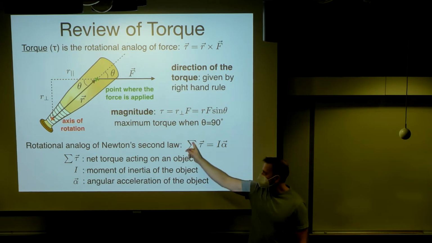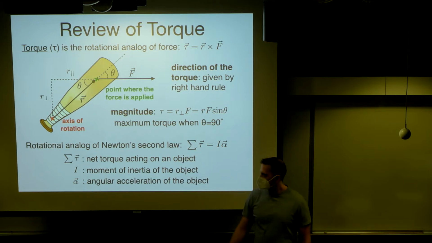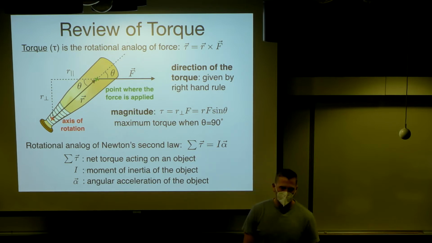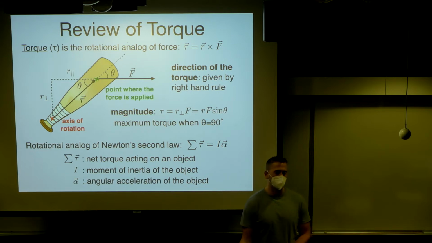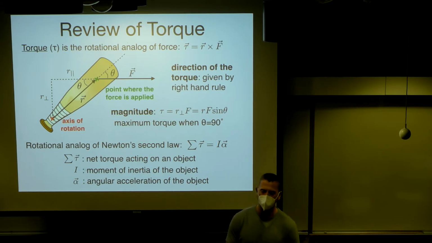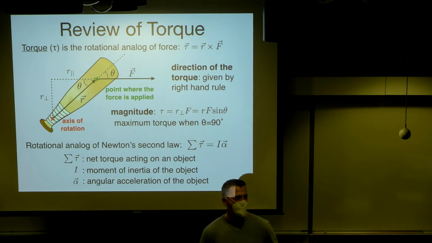So again, this is the net torque on this side. This is what we call the moment of inertia, I. And alpha is what we call the angular acceleration. So it's not just a normal acceleration in meters per second squared, right? It's an angular acceleration in radians per second squared, okay?